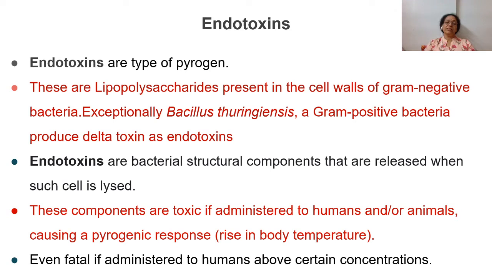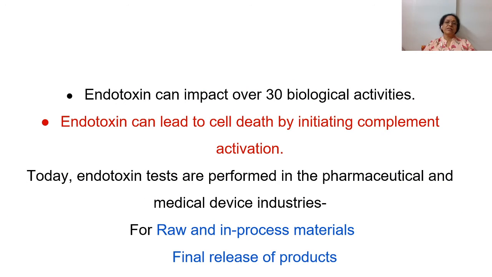These endotoxins are toxic for human beings as well as for animals, because they are responsible for a pyrogenic response, a rise in body temperature. Not only this, if they are present above a certain concentration, it becomes fatal. That is, the mortality rate is quite high if the level of endotoxin increases, as it hampers not less than 30 biological activities of a human being. This leads to death of the cells. This is by initiating complement activation, and so it is necessary to detect them.